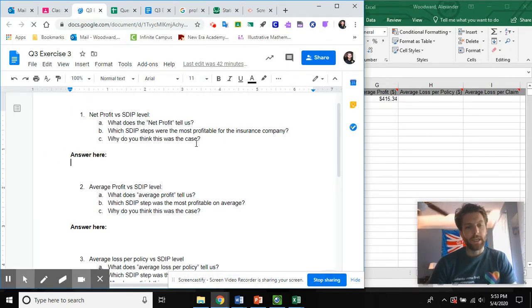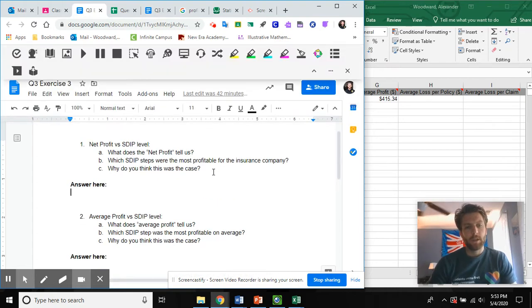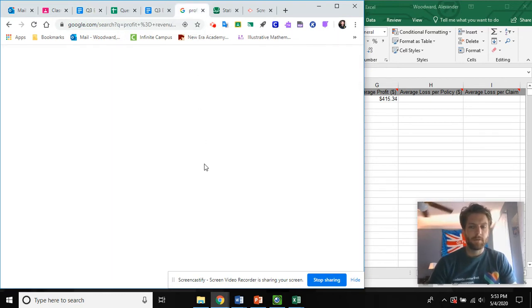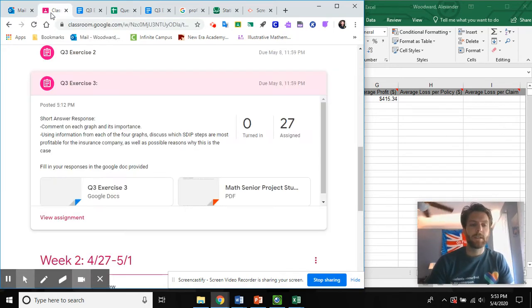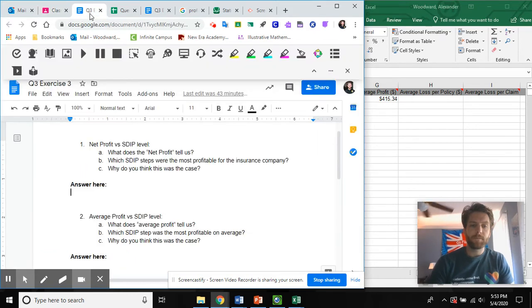Net profit versus SDIP level. Okay, you have to answer: what does net profit tell us? Okay, and you can refer back to our discussion earlier about profit. What is profit for any company? Okay. So what does the net profit tell us in this case?